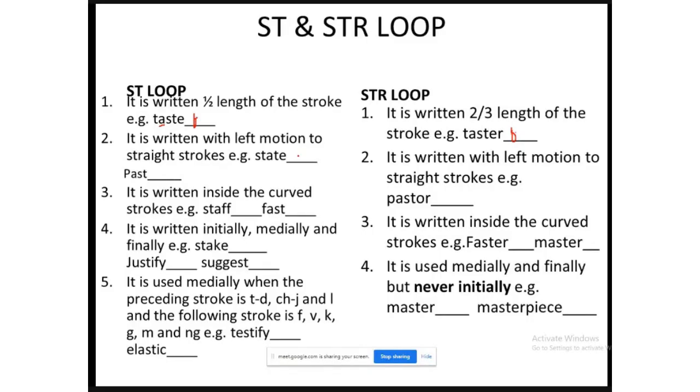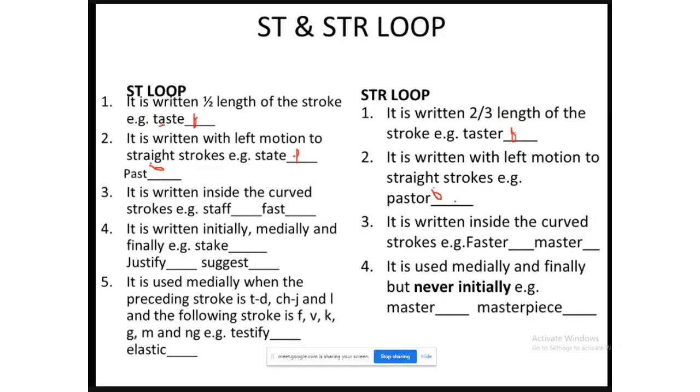Now it is in the beginning. Then we have to use ST loop in the beginning, as in state. And in case of past, it is at the end. P, ST loop, past. STR loop is written with left motion to straight strokes, same, as in faster: P and STR loop, faster. It will be written above the line.